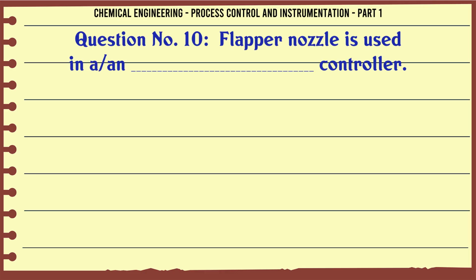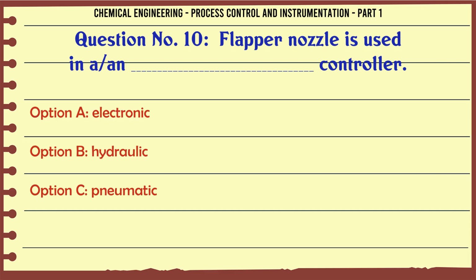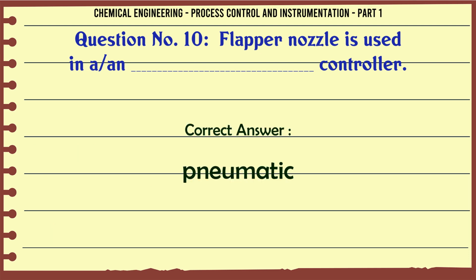Flapper nozzle is used in an ____ controller. A. Electronic. B. Hydraulic. C. Pneumatic. D. None of these. The correct answer is pneumatic.